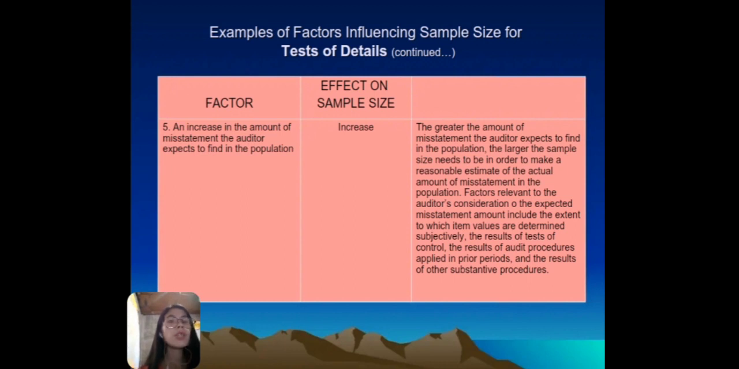So, the factors relevant to the auditor's considerations of the expected misstatement amount include the extent to which item values are determined subjectively, the results of tests of controls, the results of the audit procedures applied in prior periods, and the results of the other substantive procedures.